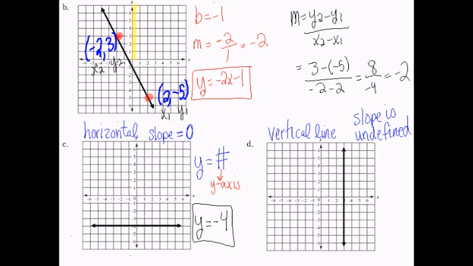If you have a vertical line, it is always going to be x equals some number, and that number is where it hits the x-axis. In this case, we're hitting at 3. So the equation of this line is x equals 3.